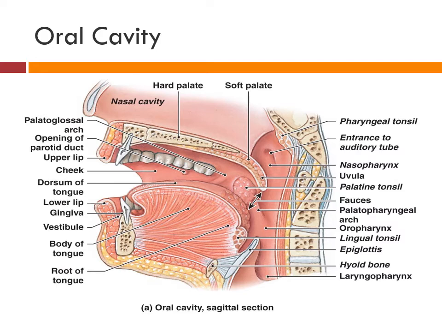Some other areas that we want to focus on, we have the hard palate up here, which is made up of the palatine process of the maxilla and the horizontal plate of the palatine bone. We have the soft palate behind that, which then extends into the uvula. The uvula is a little dangly thing at the back of your mouth. The uvula is what keeps you from swallowing too quickly, making sure that you have enough time to mechanically break down that food before you swallow it.